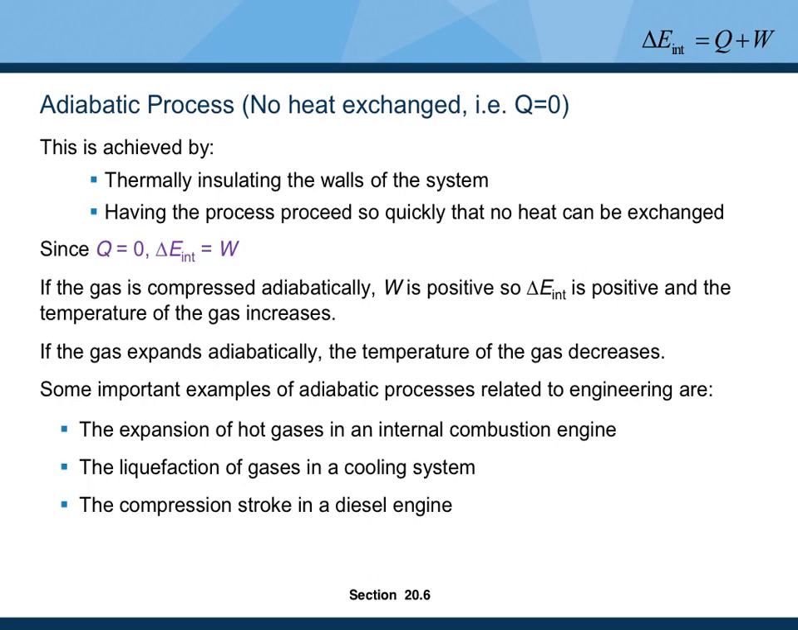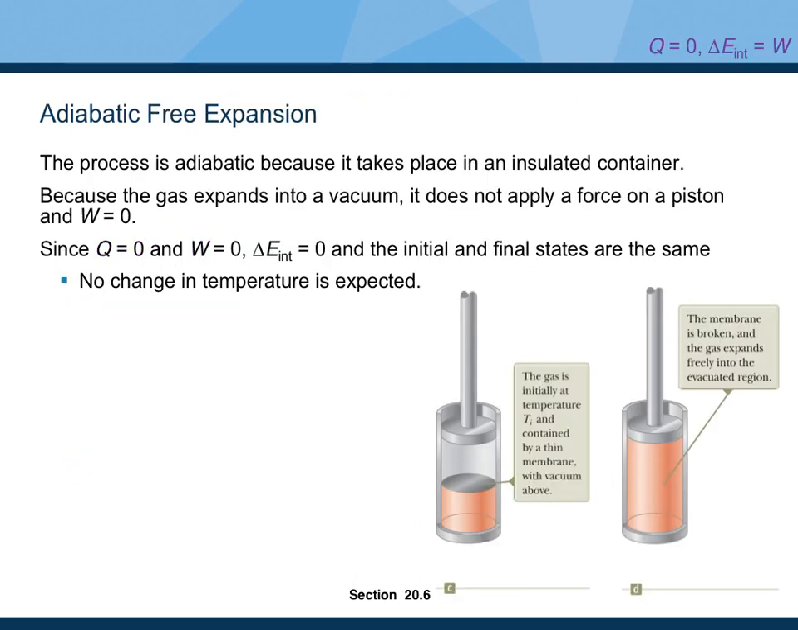If the gas is compressed adiabatically, W is positive, so delta E internal is positive, and the temperature of the gas increases. That means if you compress the gas very fast, you can increase the temperature of the gas. In opposite, if you expand the gas very fast, you can decrease the temperature of the gas. A very special example called adiabatic free expansion is shown here. If the membrane is broken, the gas can expand freely.